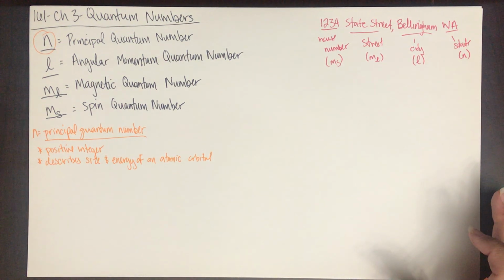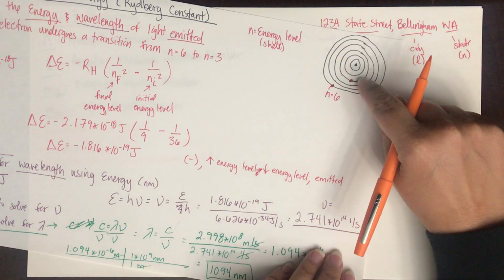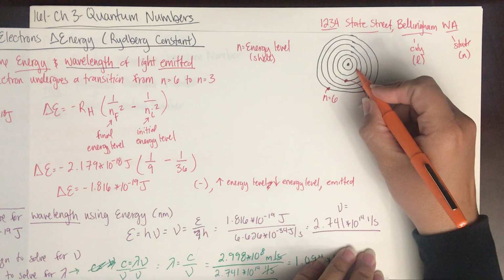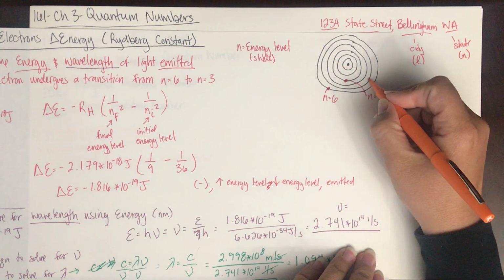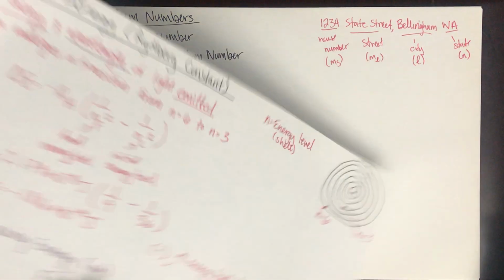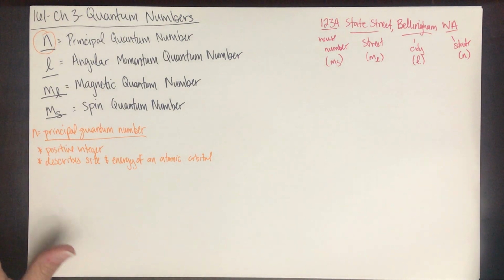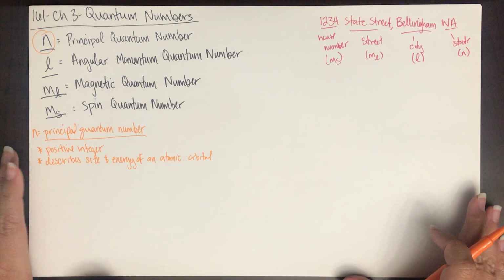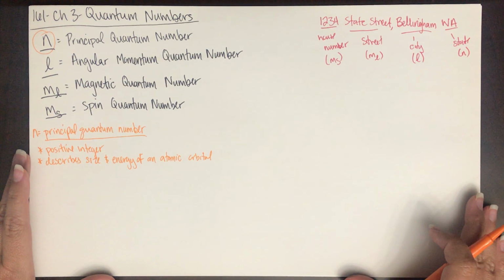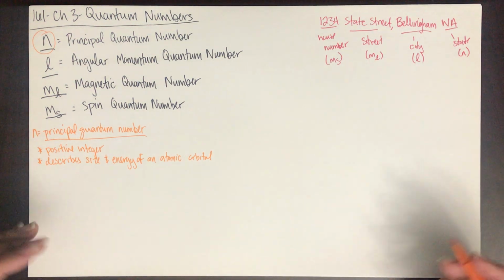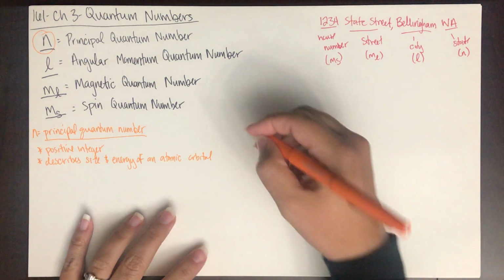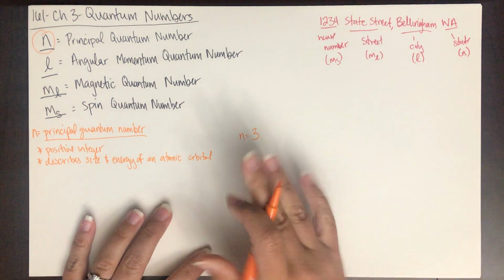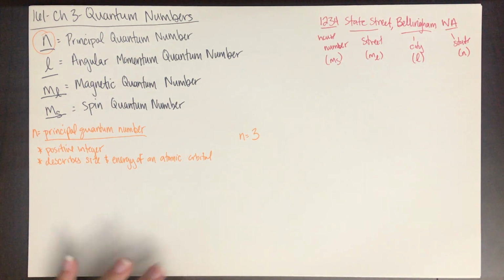So each shell here, each of these concentric circles would represent an energy level. So this would be n equals 1, n equals 2, n equals 3, n equals 4, n equals 5, n equals 6. So it's the size and the energy of the atomic orbital. So I'm going to go through examples based on any arbitrary value. So let's just say the electron that we are dealing with, n equals 3. And we'll build on that from here.